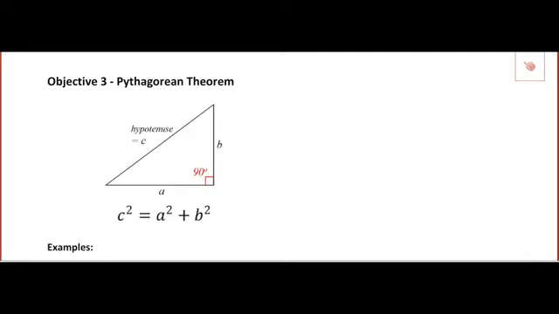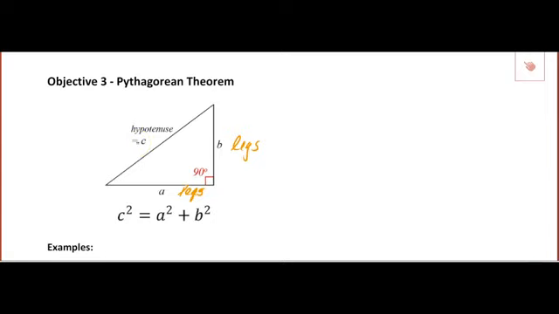The Pythagorean theorem is for a right triangle. Right triangle means there's a 90-degree angle. You have two legs, we call those A and B, and then the side across from your right angle is always called the hypotenuse. It doesn't matter which leg is A and which leg is B, it's just that the two legs are attached to the 90-degree angle, and across from the 90 degrees is the hypotenuse.